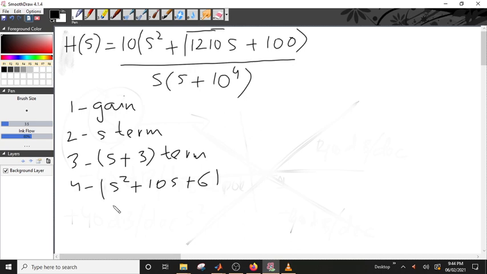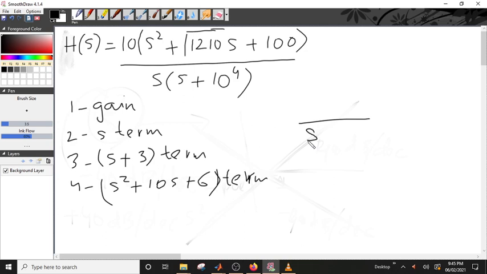So it's just an example. So this is a quadratic term. So we will consider these four things to draw any Bode plot, right? So let's say we have an S term. S term means that if we have a transfer function and we have an s in the denominator.